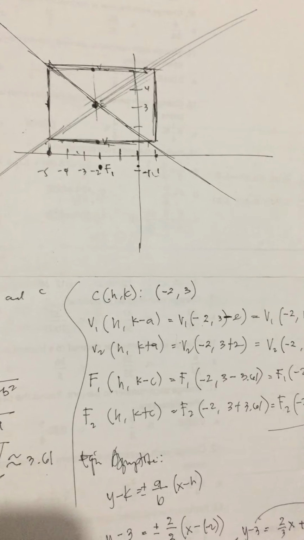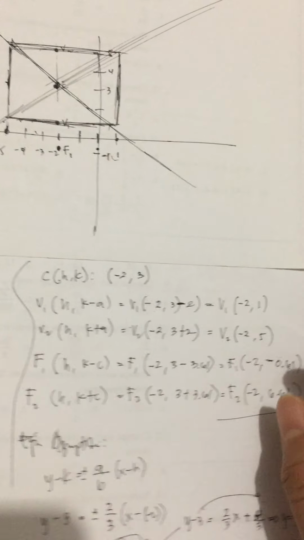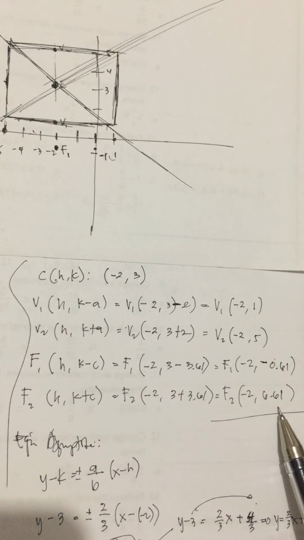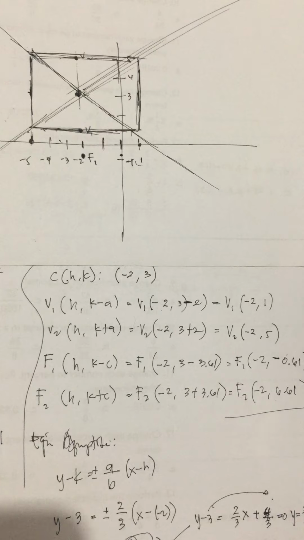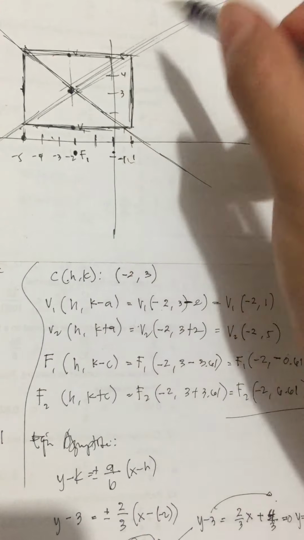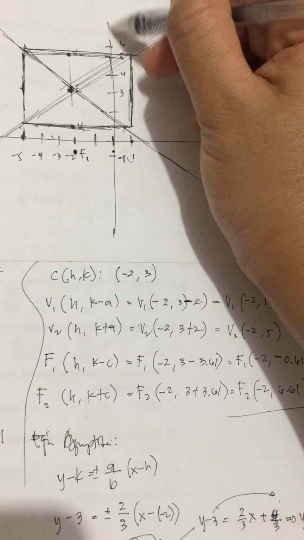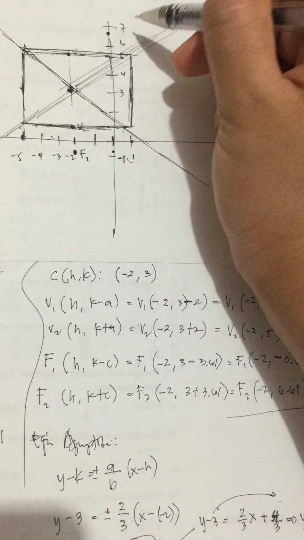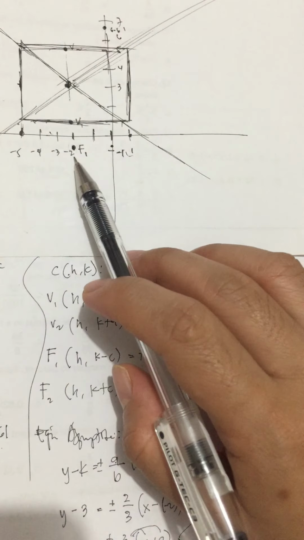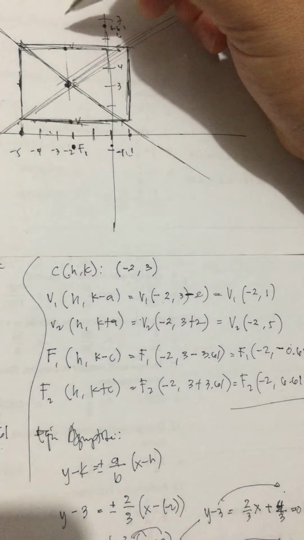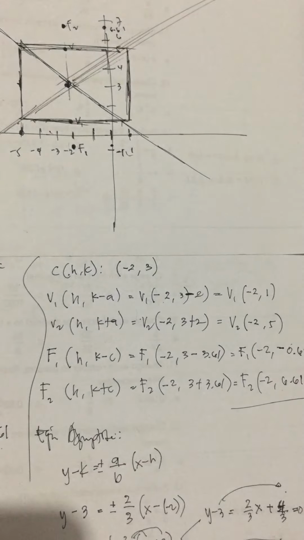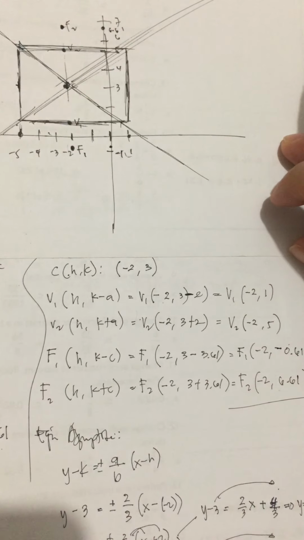Next is -2, 6.61. No? How are you going to do that one? Simple. -2 yung x, 6.61. Hanapin yung 6.61 dito. Ito man yung 6. So, ito yung 7. So, yung 6.61 more likely nandyan. So, -2, 6.61. So, nandito yung ating focus 2.